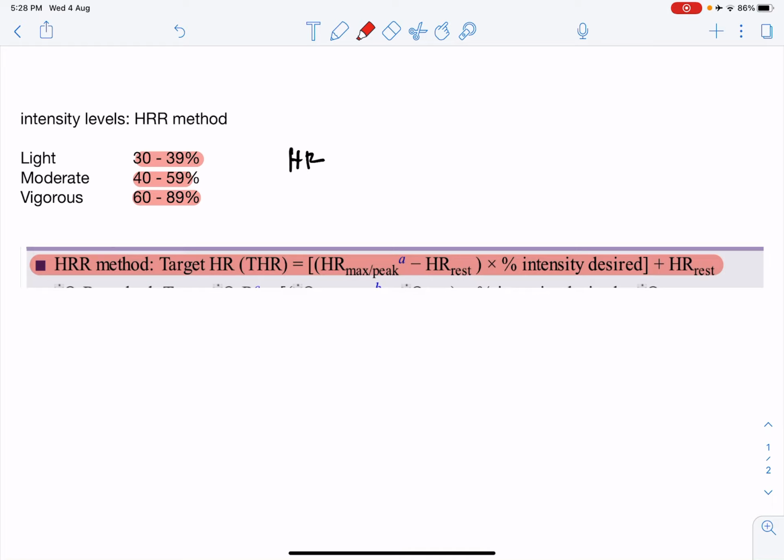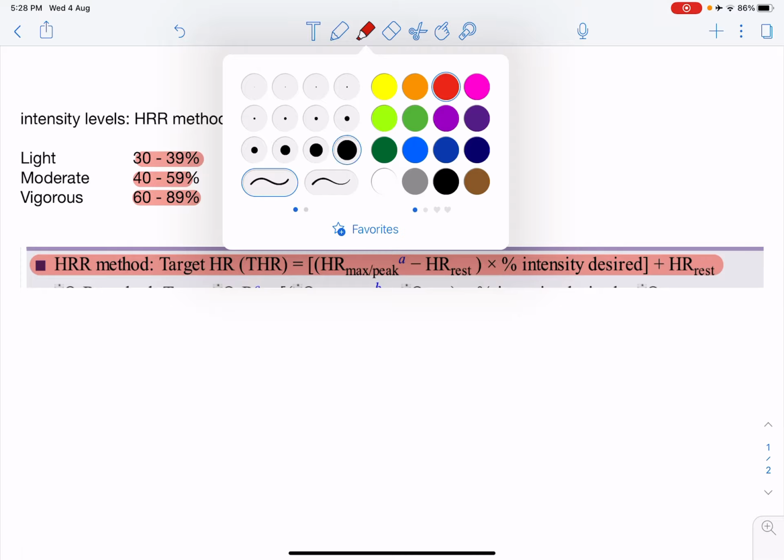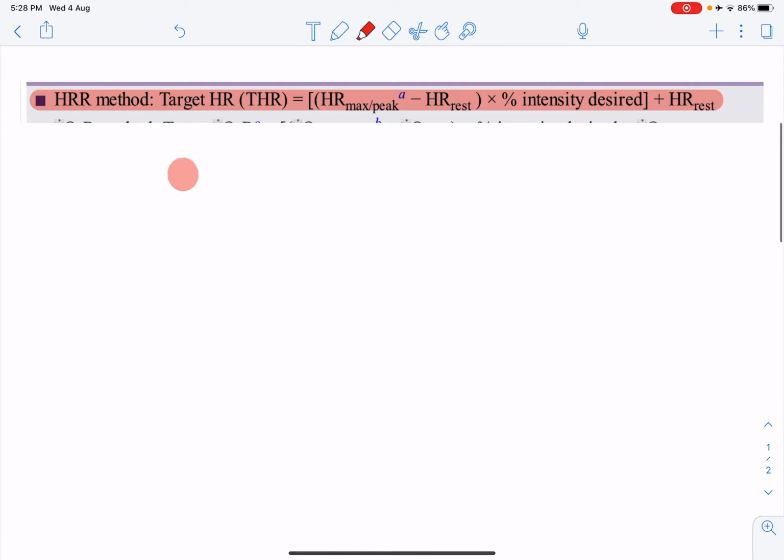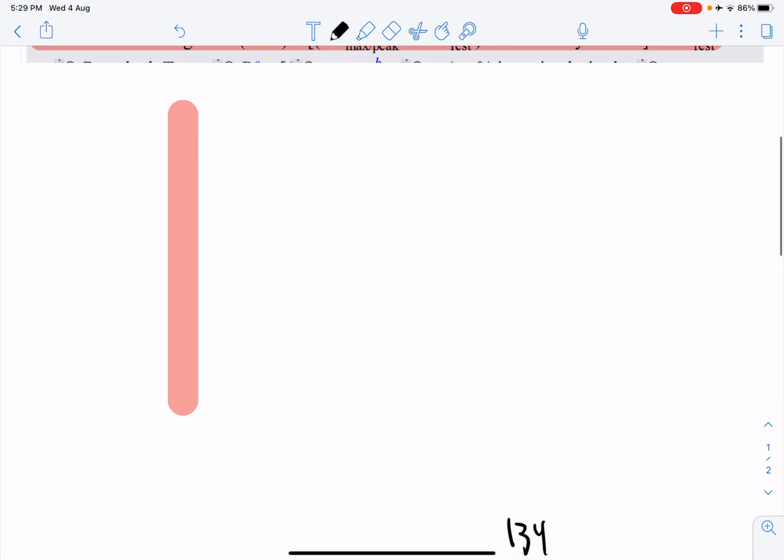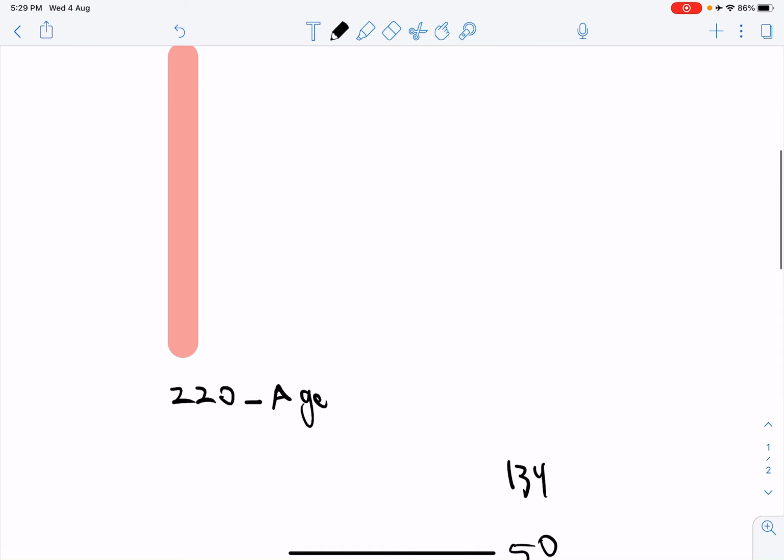So basically, we will need to know our maximum heart rate, okay, based on our age. So we can use this formula, 220 minus age. So let's say, for example, my age is 20. That makes my maximum heart rate, the maximum I should go or I could go, 200. That's my maximum heart rate.